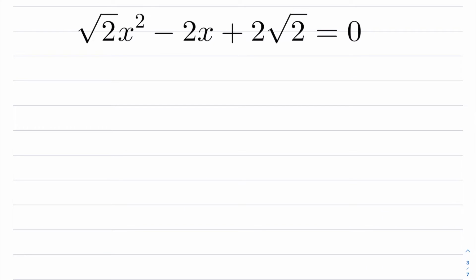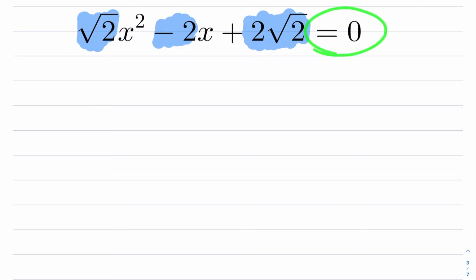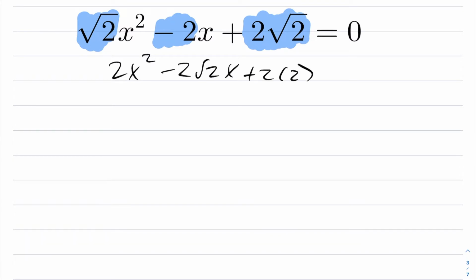In the next example here, things are a little bit more messy. We've got an a value of root 2, a b value of negative 2, and a c value of 2 root 2. Since my quadratic equation involves the a and c, I'm going to have to incorporate these root 2's into my answer. If you want to simplify this, make it look a little bit nicer, you can multiply across by root 2. If I multiply across by root 2, this becomes 2x squared minus 2 root 2x plus 2 times 2 is 4, so we get 2x squared minus 2 root 2x plus 4 is 0.